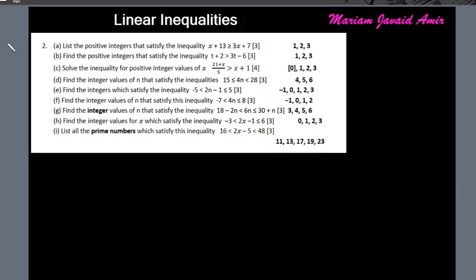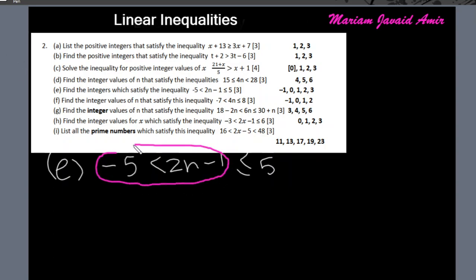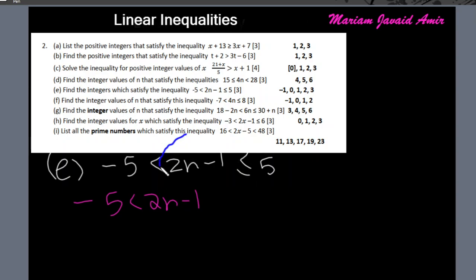Part E. Find the integers that satisfy the inequality minus 5 less than 2n minus 1 less than equal to 5. Again we'll split it in two parts. This would be the first part. So I'll write minus 5 less than 2n minus 1, and this would be the other part. So I'll write 2n minus 1 less than equal to 5.